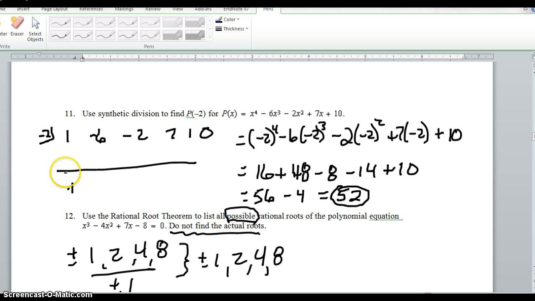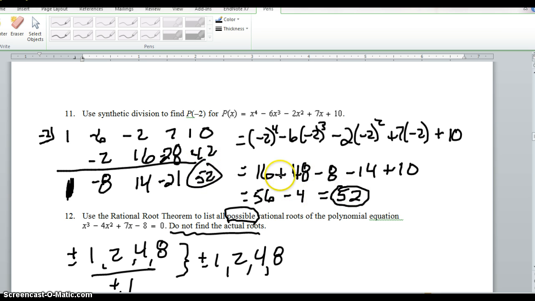Get the first one for free. Might as well show you how to do this. First one for free. That's a positive 1. It's going to be -2. Add -8. 16. Add 14. -2 times that is -28. And that's going to be -21. And when you have, let's see, we're going to multiply this. That's going to be -2 times -21. That's going to be 42. Add, that's going to be 52, and it's going to be the same remainder.